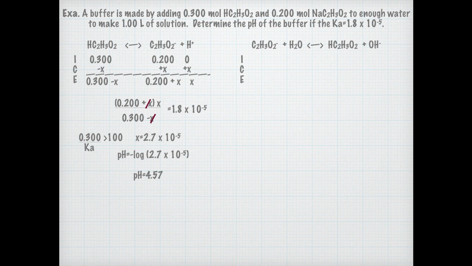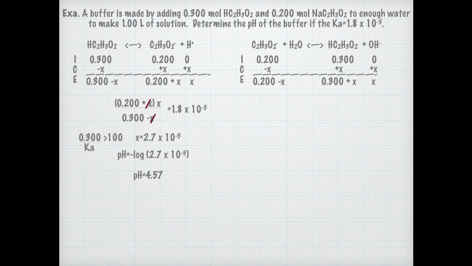Okay, I'm going to ICE this. I know my initial concentration of my base is 0.200. I have my initial concentration of acetic acid, 0.300. My initial concentration of hydroxide is 0, with changes of minus X, plus X, plus X. At equilibrium, my concentration of acetate ion is 0.200 minus X, for acetic acid 0.300 plus X, and then X.